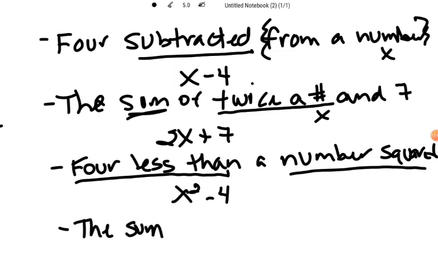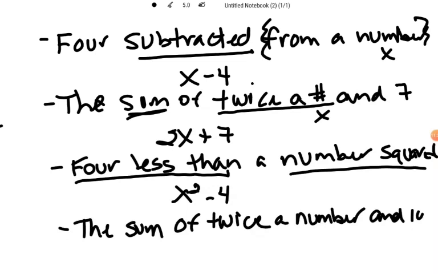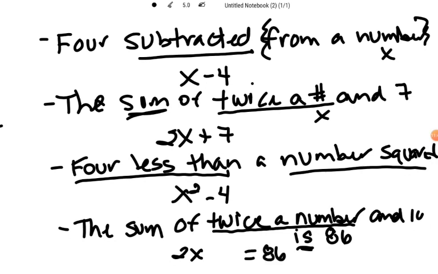The sum of twice a number and 10 is 86. Okay. So twice a number, right? So we have 2x is, so that's your equal sign, 86. Okay. And then and 10, that's a 10. So that's plus 10. Yep.